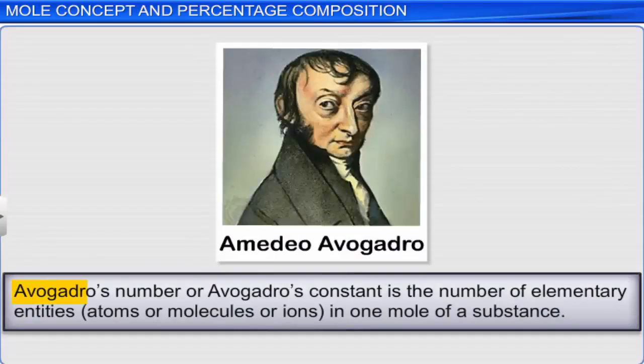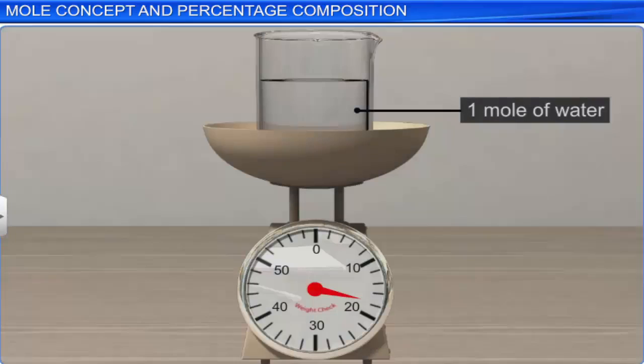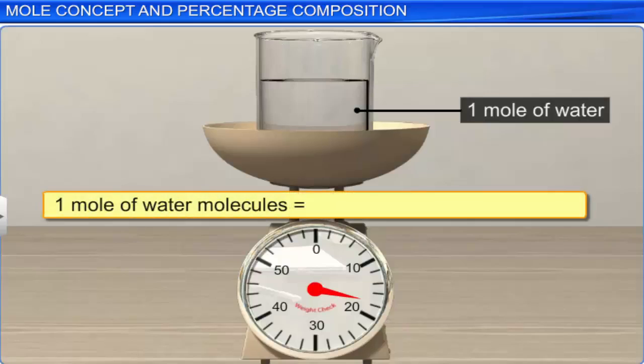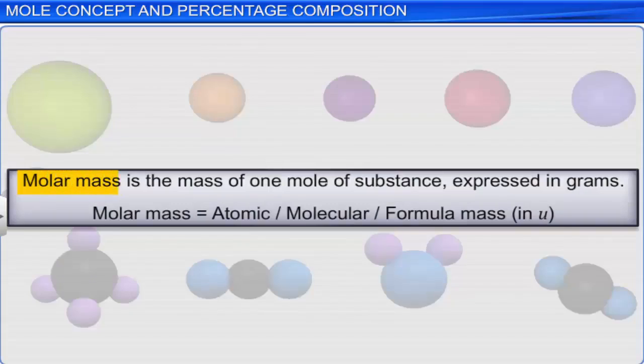Avogadro's number or Avogadro's constant is defined as the number of elementary entities, atoms or molecules or ions in 1 mole of a substance. Thus, we can say that 1 mole of water molecules contains 6.022 multiplied by 10 raised to 23 water molecules. Having found the number of moles in a substance, we can determine the mass of a mole, also known as molar mass. Molar mass is the mass of 1 mole of substance expressed in grams. The molar mass is numerically equivalent to the atomic or molecular or formula mass in U.